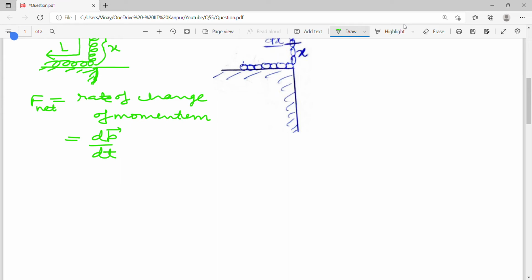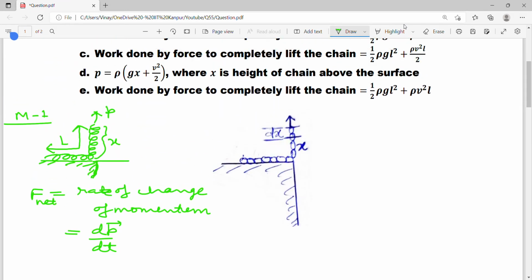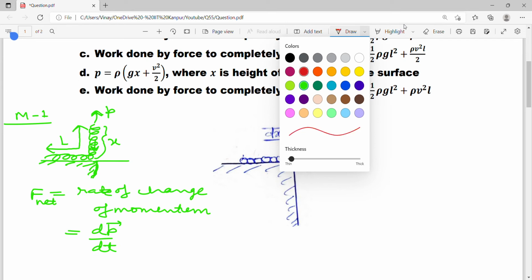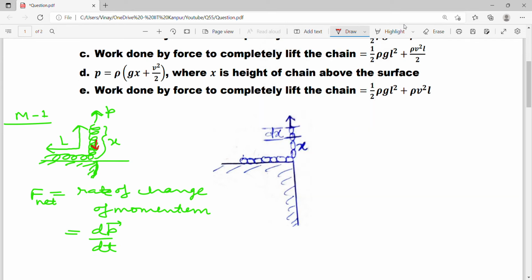Now what is the net force acting on this? Tell me one thing, net force, right? So P force is acting upwards, right? What else is acting here? Whatever length of the chain you have lifted up, its weight is going to act downwards, right? This is mg. So mass is what? Mass per unit length into length. How much you have lifted? Rho into x. So these are the two forces that are acting.